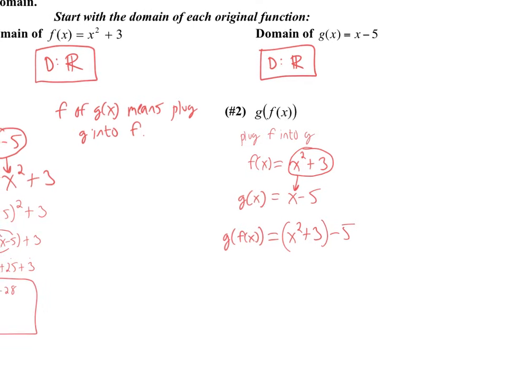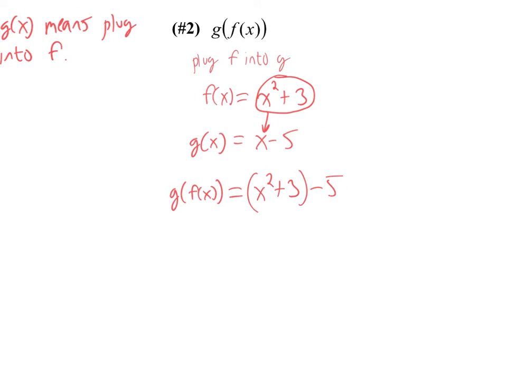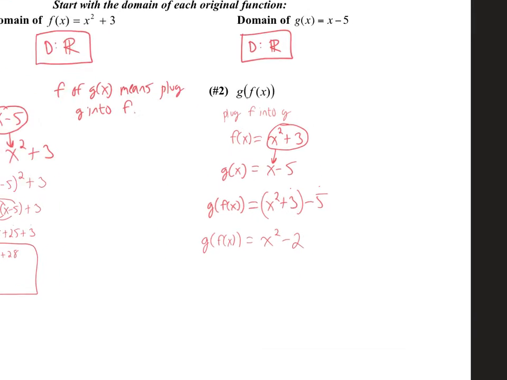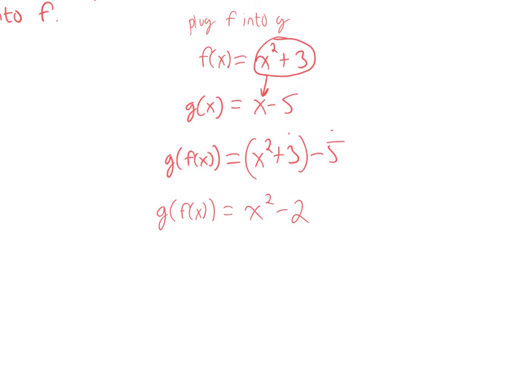Okay, and then we just simplify from here. So nothing to distribute, no like terms to combine. Well, I do have some like terms to combine. We got 3 and negative 5. So g of f of x equals x squared, and then 3 minus 5 is negative 2. So that is g of f of x is x squared minus 2.